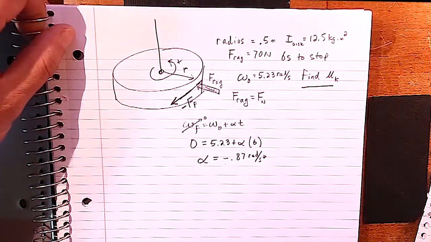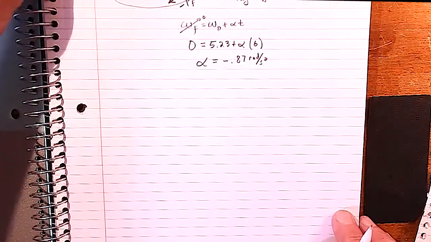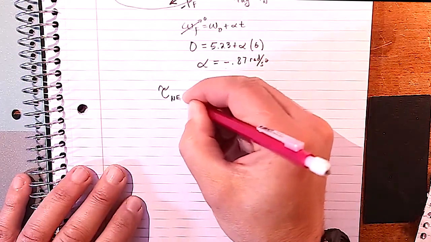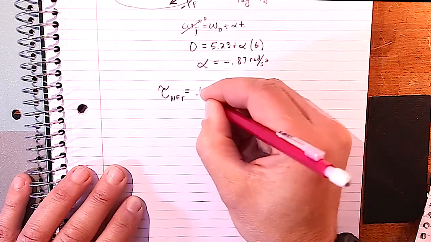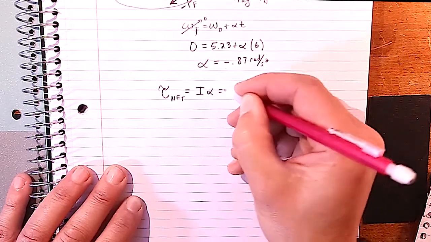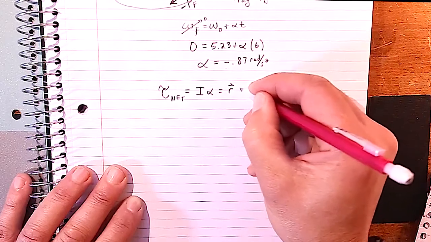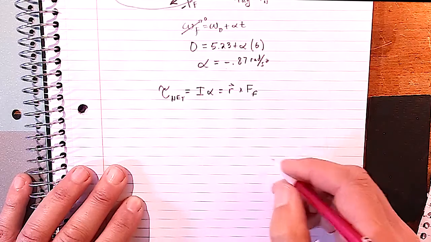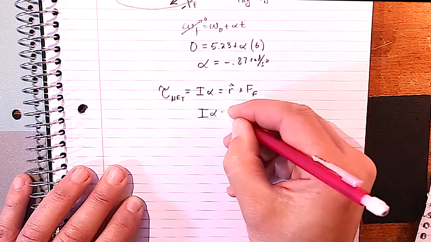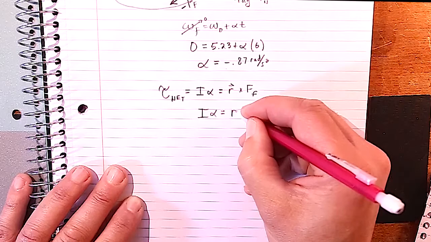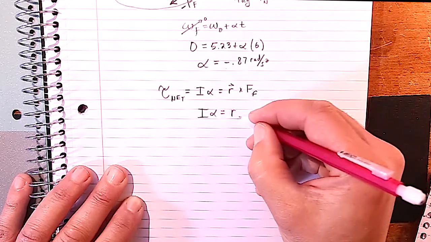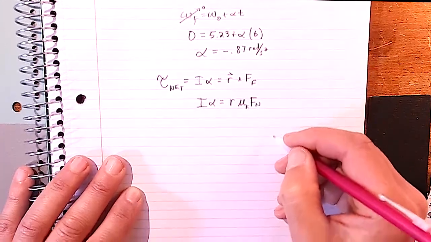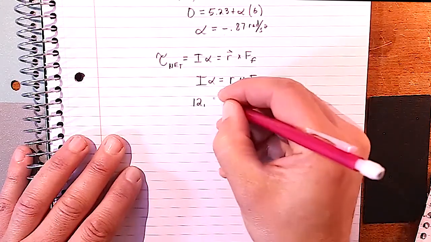Now, to figure out the coefficient of friction, we need to do a net torque equation. So we sum up our torques, which in this case is only going to be 1. Net torque is equal to I alpha, and that's going to be equal to R cross F. And in this case, F is F_f. So now we have I alpha, and that's going to be R. And then what's force of friction? Well, it's mu_k F_n. So they gave us I, which was 12.5.